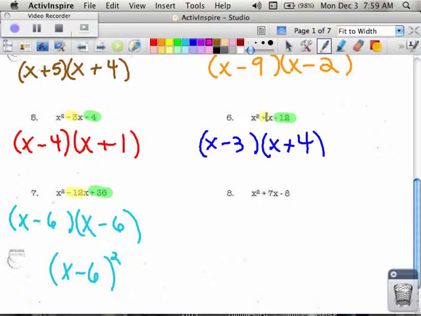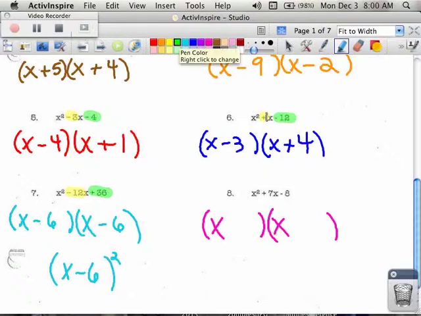Number 8, no common factors again. So I have x times x. Two numbers that are going to multiply for me, and they're going to give me negative 8. But when I add those same two numbers, I get positive 7. Positive 8 and negative 1 is correct. Good job.